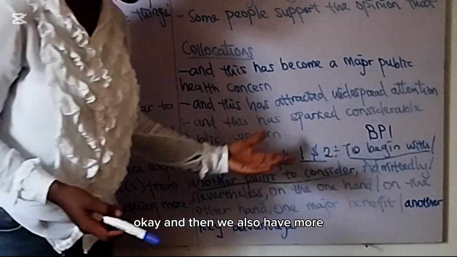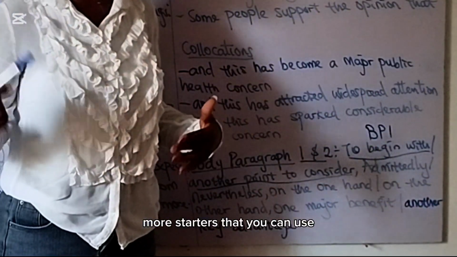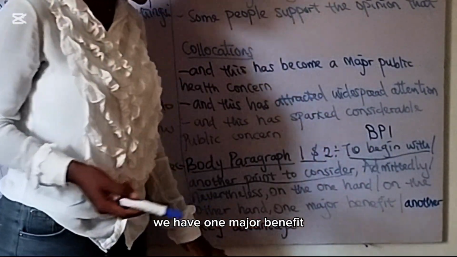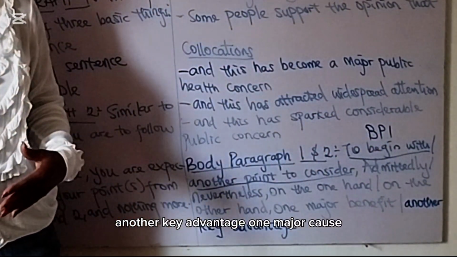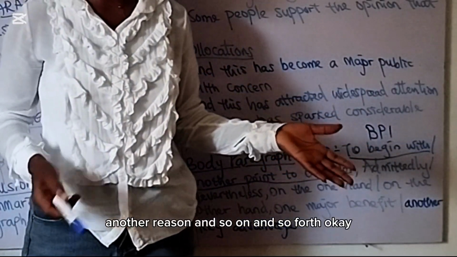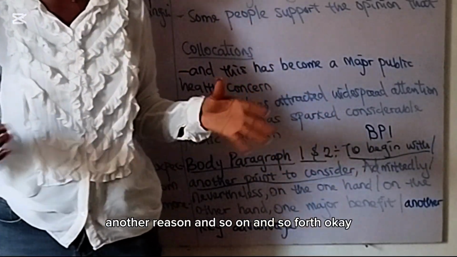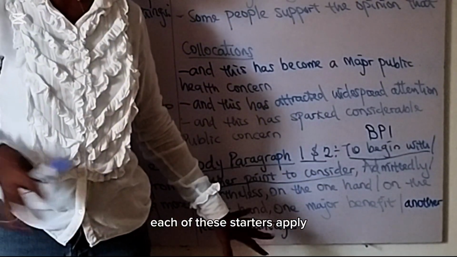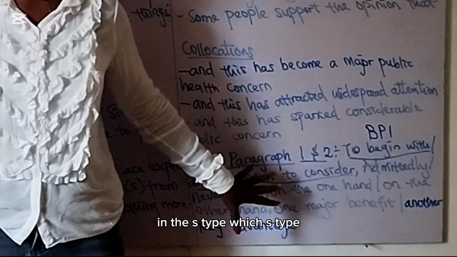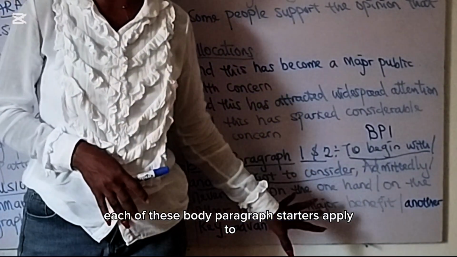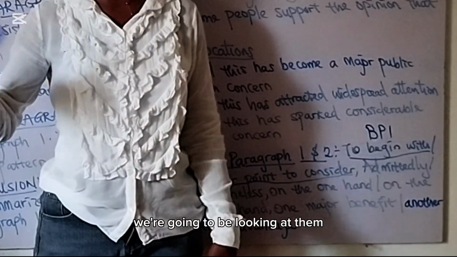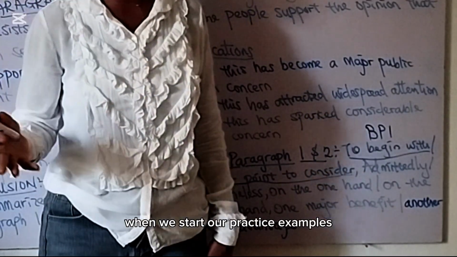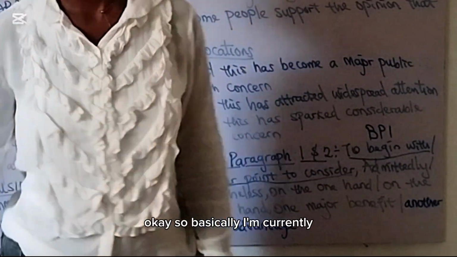Okay, and then we also have more starters that you can use. We have one major benefit, another clear advantage, one major cause, another reason, and so on and so forth. We are going to be looking at which essay type each of these body paragraph starters applies to. We are going to be looking at them when we start our practice examples.